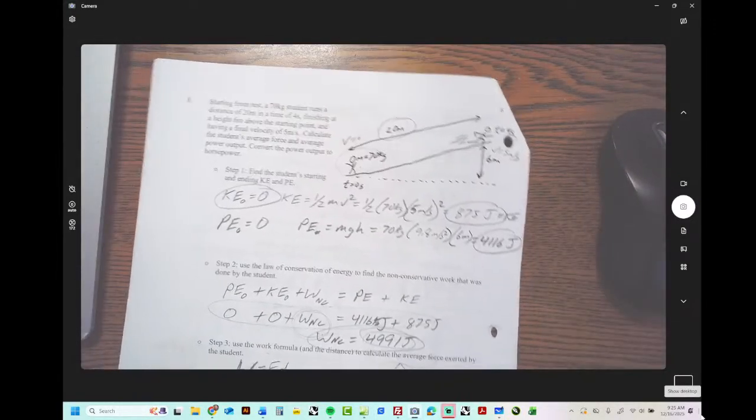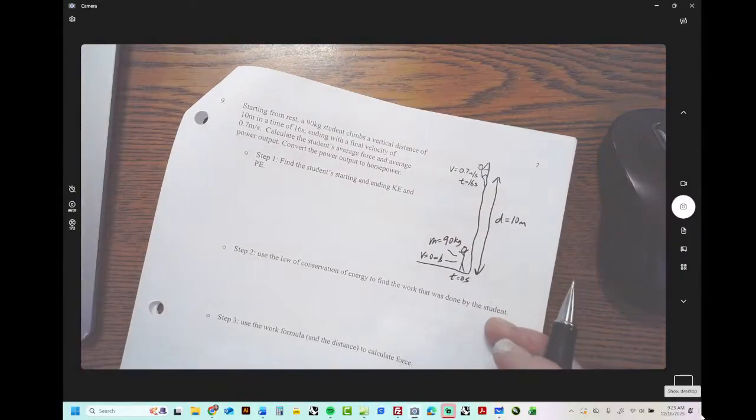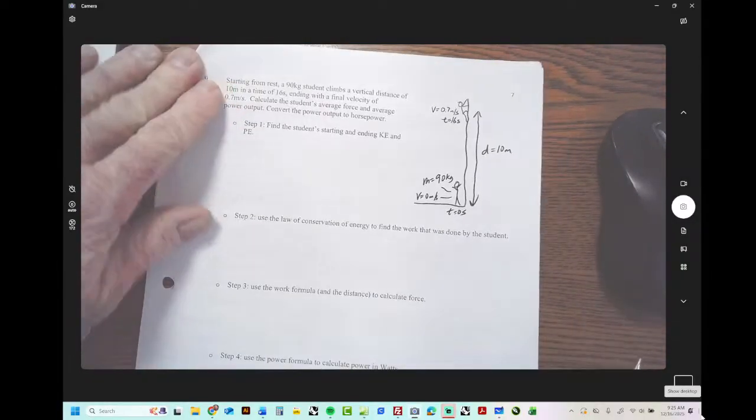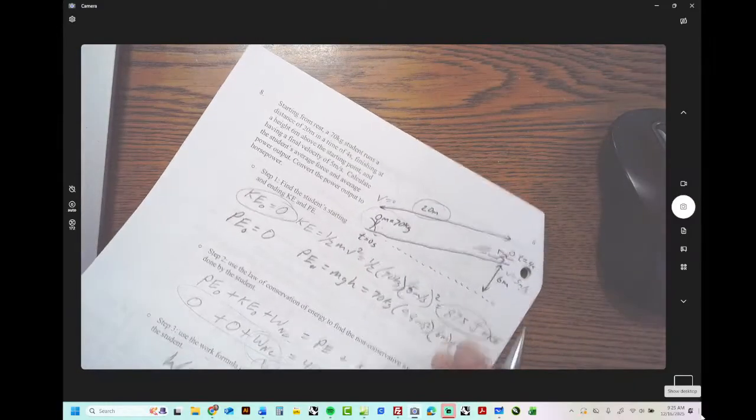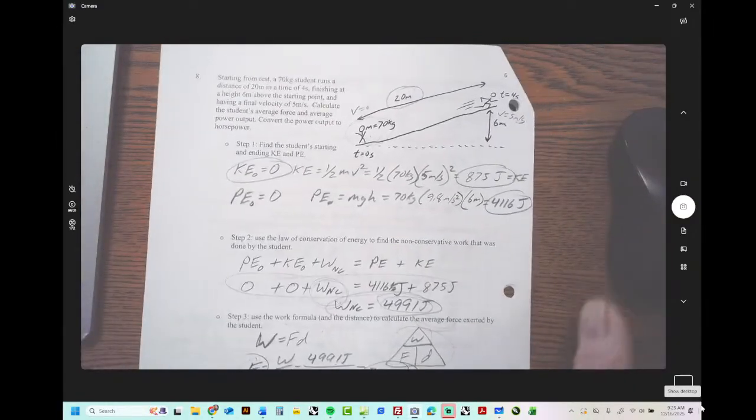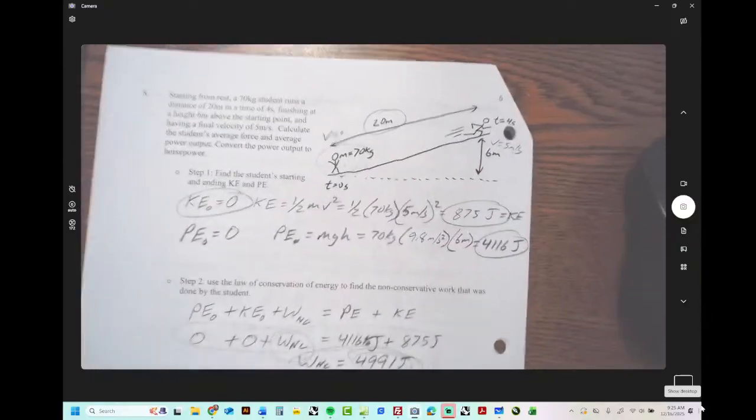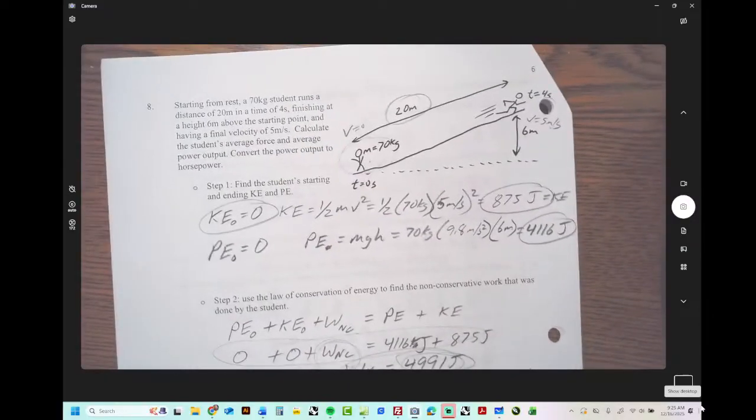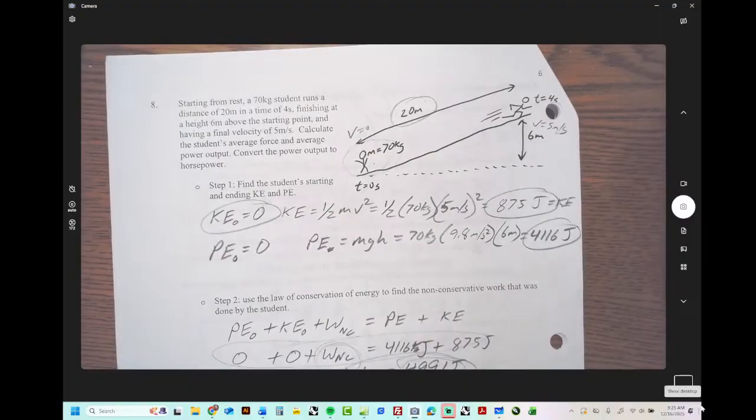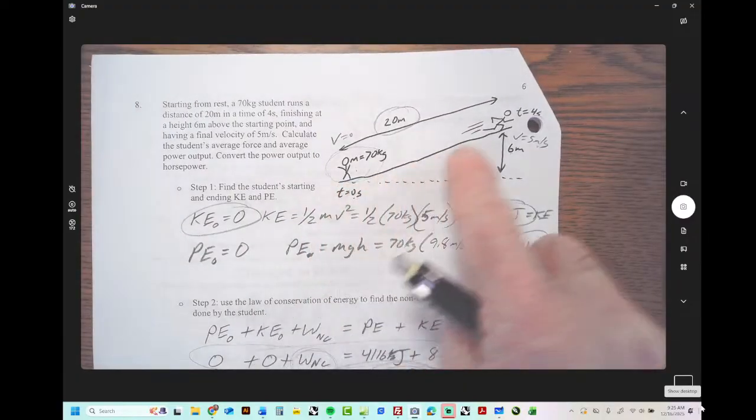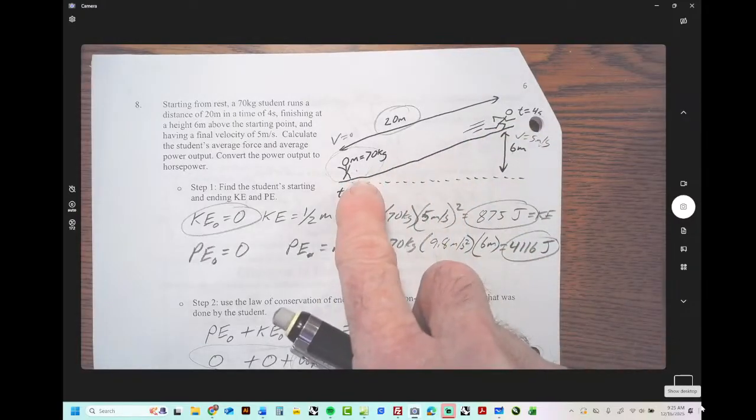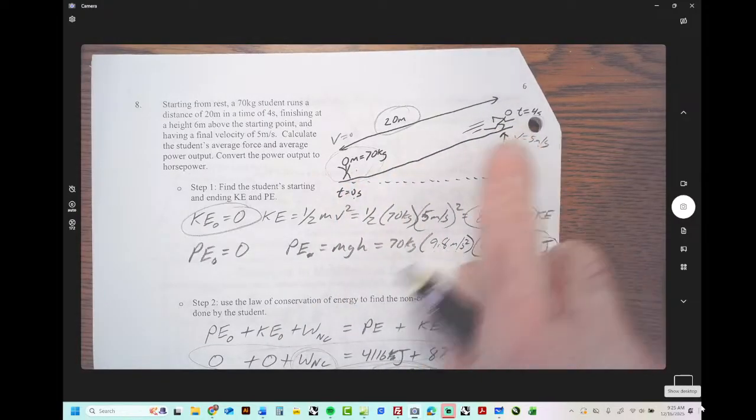There's problem number 8 and then a problem number 9, and they're pretty similar problems. I'm kind of hoping that we can do number 8 together, and then you can do number 9 with a little less help. And I'm just going to review what we did, because we did this a few classes ago. This is a student who's starting from rest and then running up the hill. So at the beginning, they're not moving, and up here, they are moving.